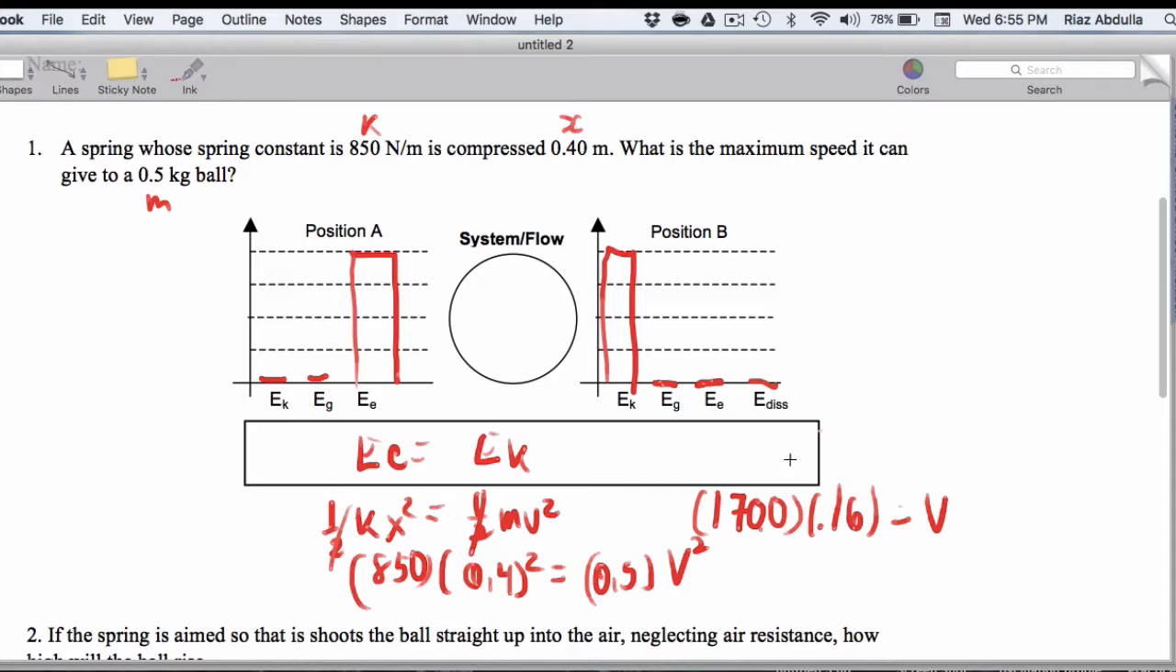That equals v squared. And so when we go ahead and solve for v, what we'll end up getting is about 16.5 meters per second.